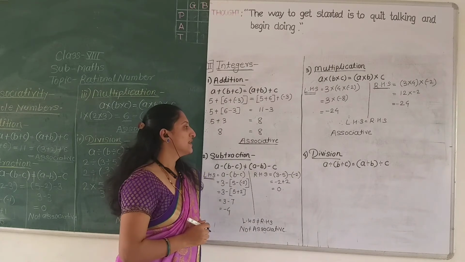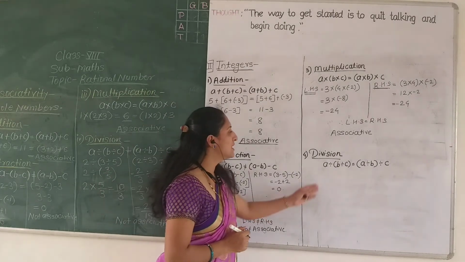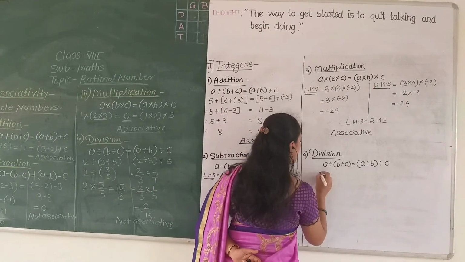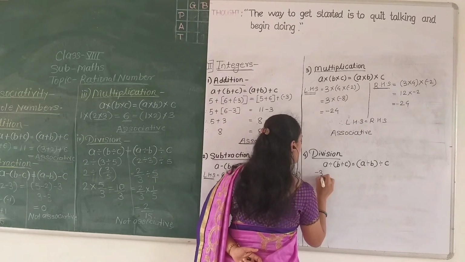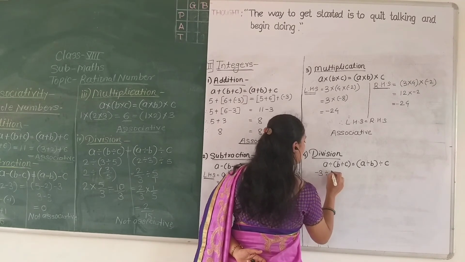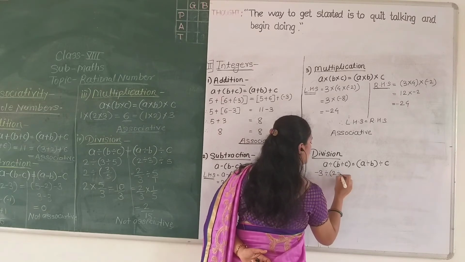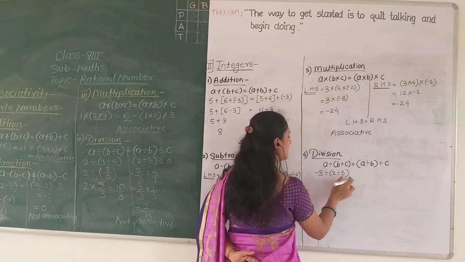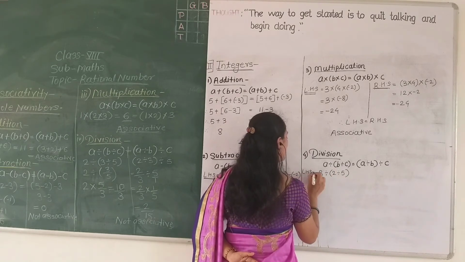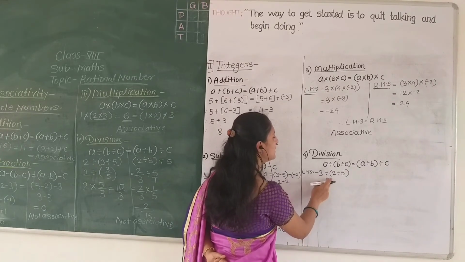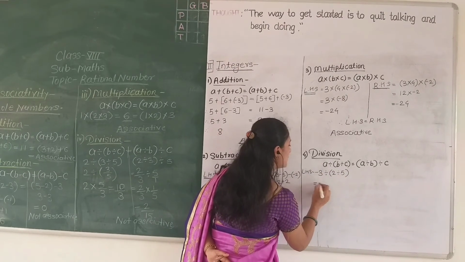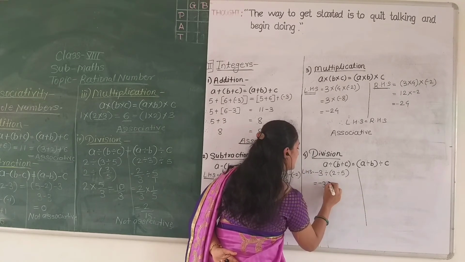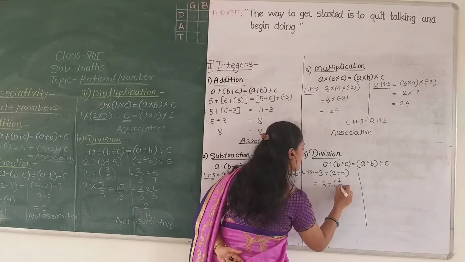Okay students. Now we perform the last mathematical operation, which is division. For this I will take the integers negative 3 divided by 2 divided by 5. This is our LHS, A divided by B divided by C. Right? So first we have to solve the bracket here.